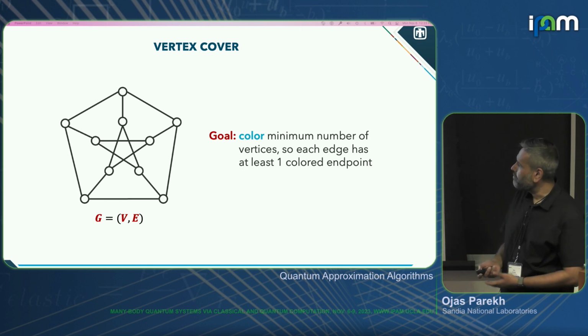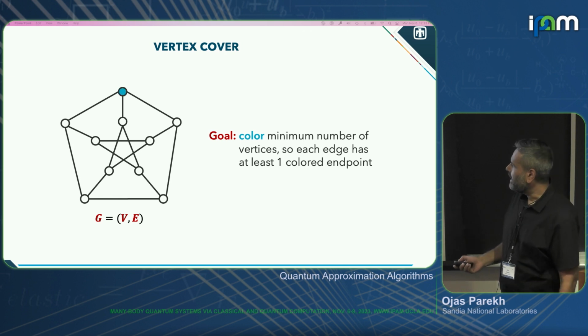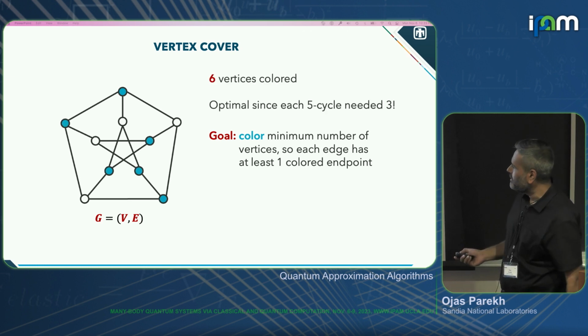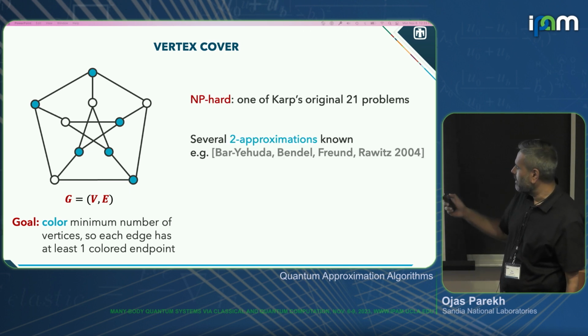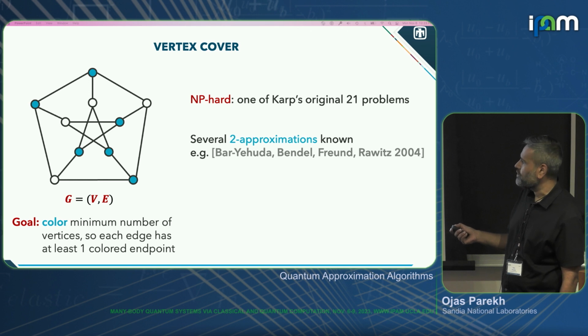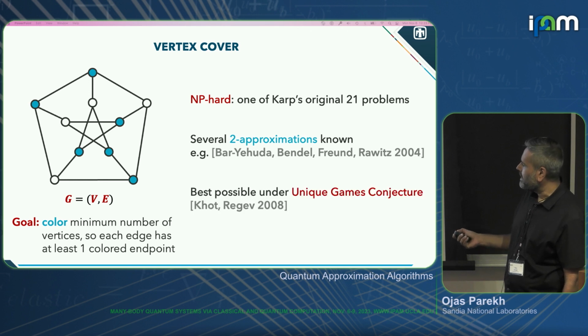And so there's this constrained problem called vertex cover, which is a very nice, almost prototypical set covering problem. This is a vertex cover. You don't know what it is, but take my word for it. This is an NP-hard problem, and in fact, it was one of Karp's original 21 NP-hard problems. What's really nice is that there are several 2-approximations known, and this is the best possible you can do under unique games. So, in some sense, we also feel this is a solved problem.